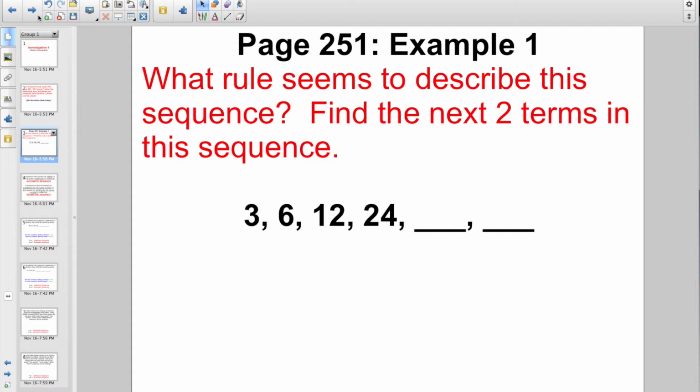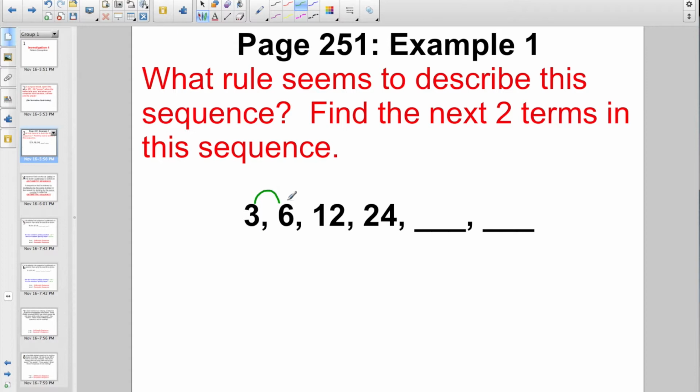You should have your book out, your pencil out, and an answer sheet that's labeled Investigation 4. You should be opened up to page 251, and this is example 1. It says, what rule seems to describe this sequence? And they want you to find the next two terms in the sequence. We've done this lots, right? Starting with 3, going to 6.